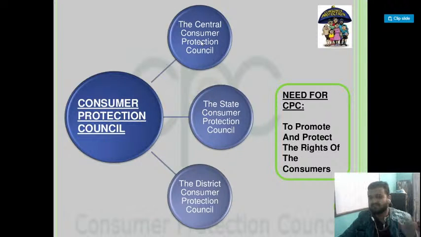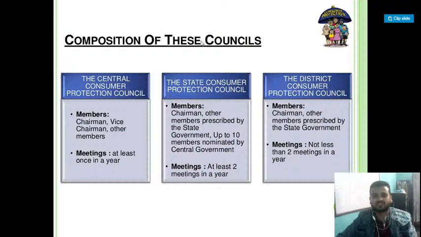Please remember the three levels of Consumer Protection Council. Number one is the district level, which is the lower level. The next level is the state level, and the last is the Central Consumer Protection level.